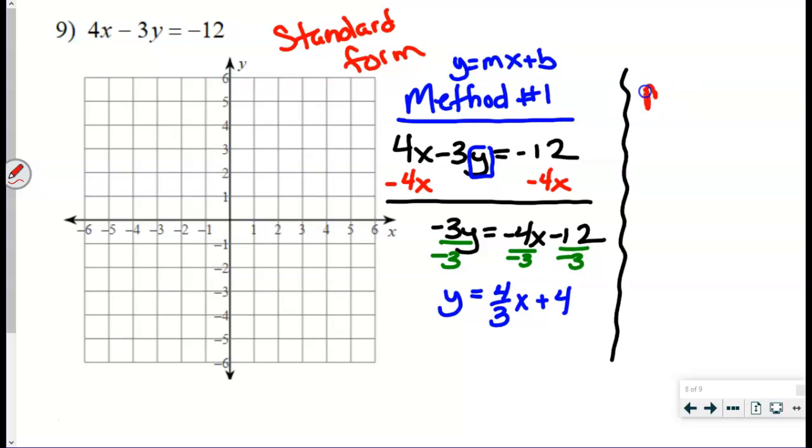The other method is, and this only works, well, it works with every form technically, but it works really nicely with standard form. You're going to find your x and y intercepts, and we know from our previous question, if we know what our x and y intercepts are, that's 2 points that we could use to plot our line.